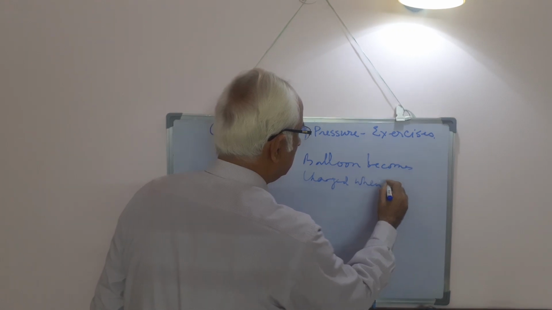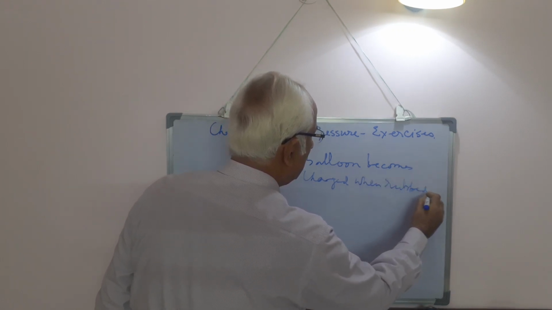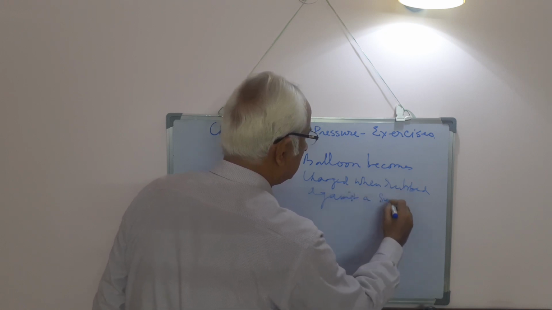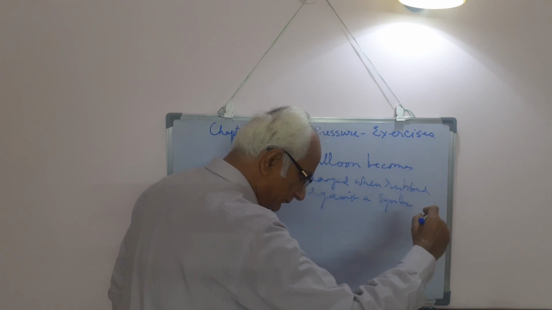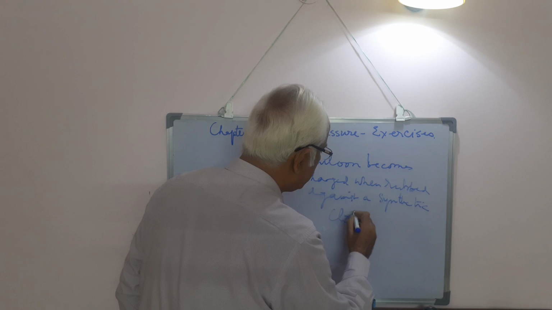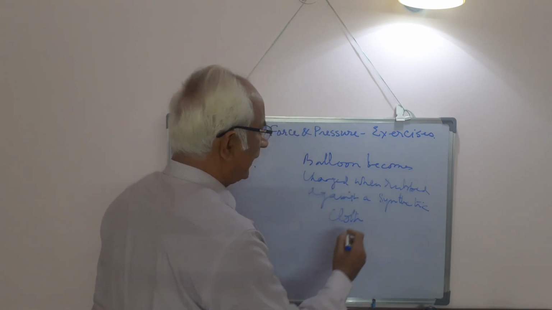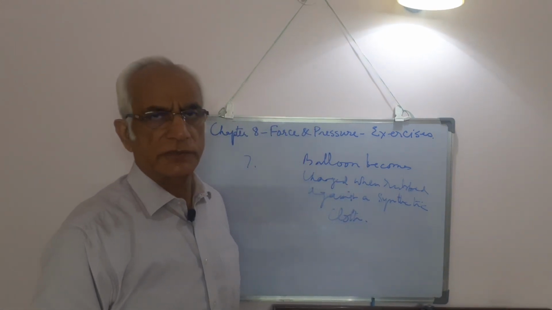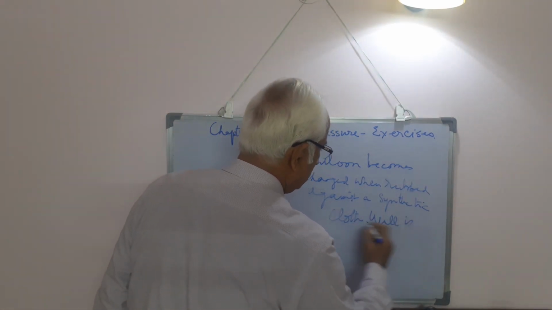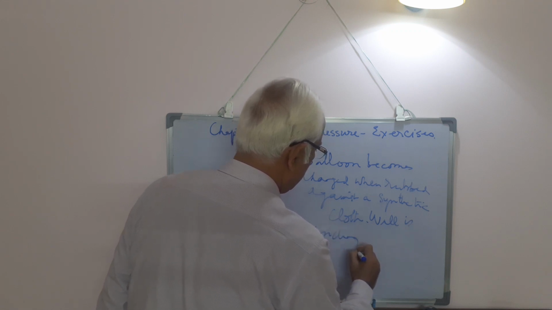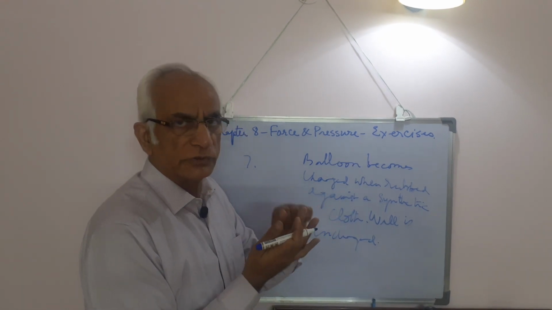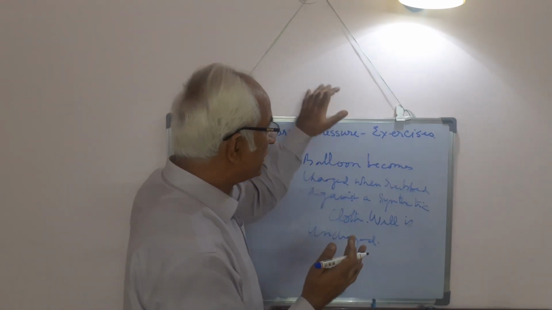when rubbed against a synthetic cloth. Synthetic cloth means a cloth which is made of synthetic material. And since the wall is uncharged, we have only rubbed the balloon. So the balloon is charged. There is no charge on the wall.